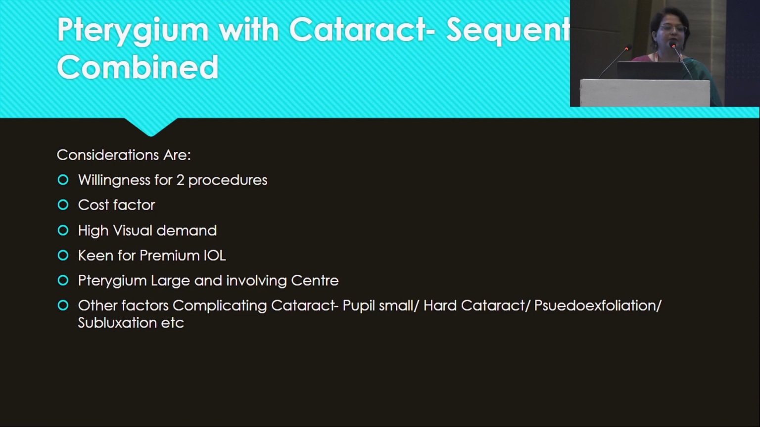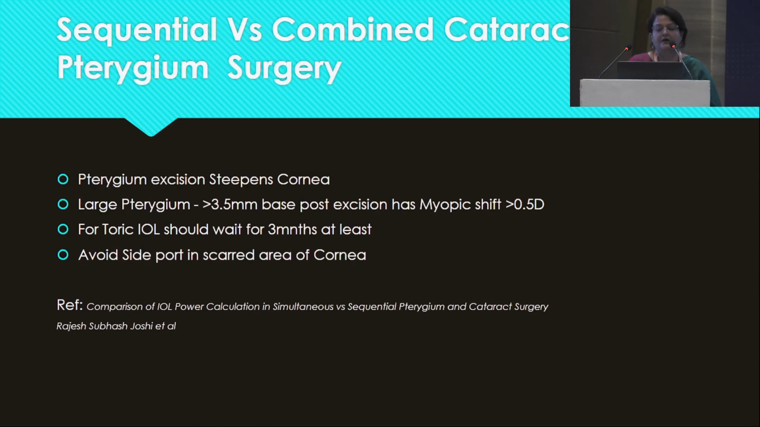How straightforward is the cataract surgery going to be? If there is any factor which is going to complicate the cataract surgery, it is better to go for a sequential surgery, because doing a pterygium and trying to do cataract where the visualization is not proper creates more problems than solving the problem of the patient. So look at the cataract, whether it is a small pupil, non-dilating pupil, hard cataract, pseudo-exfoliation, subluxation, things like that.